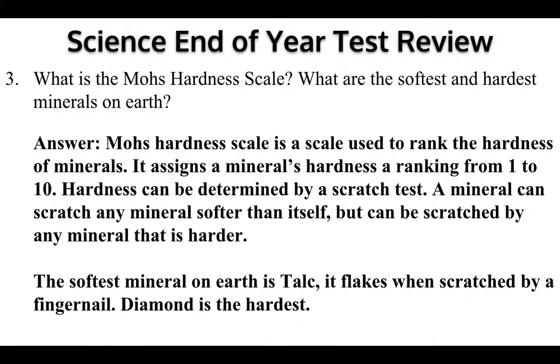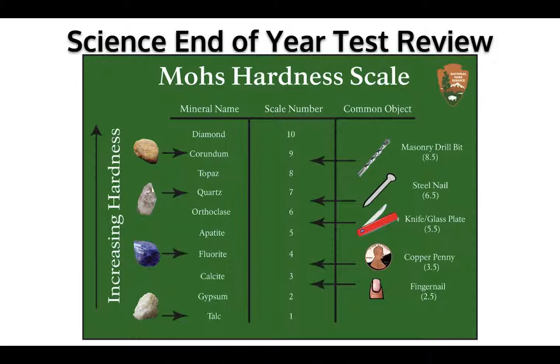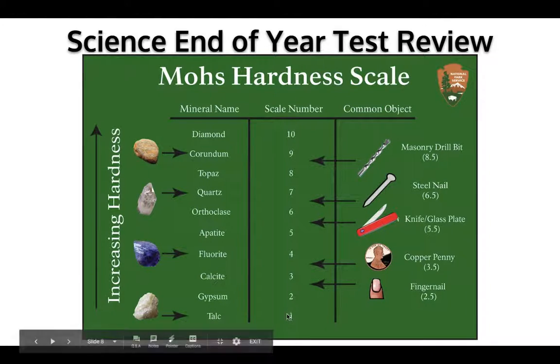The softest mineral on Earth is talc. It flakes when scratched by a fingernail. Diamond is the hardest. Okay, so here's the Mohs Hardness Scale. All right, diamond, the hardest mineral on Earth, can scratch all these minerals below it. Okay, it can also scratch itself.